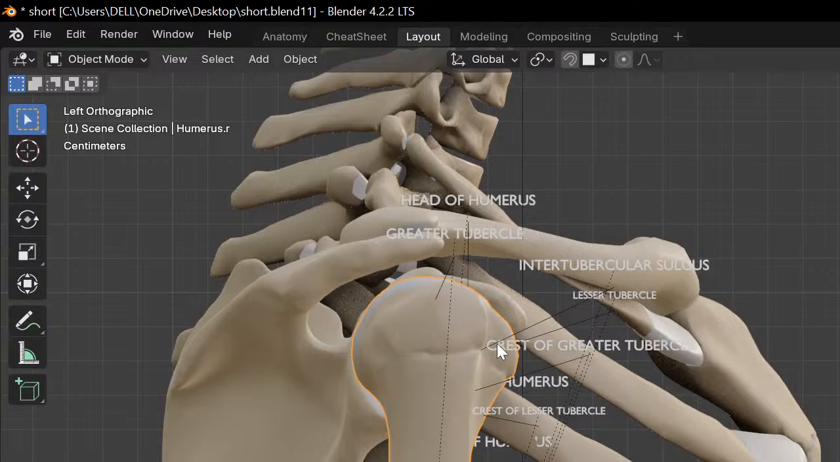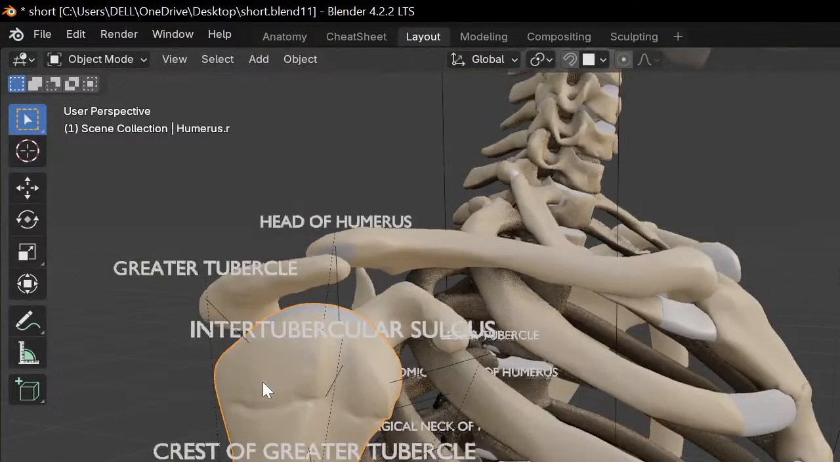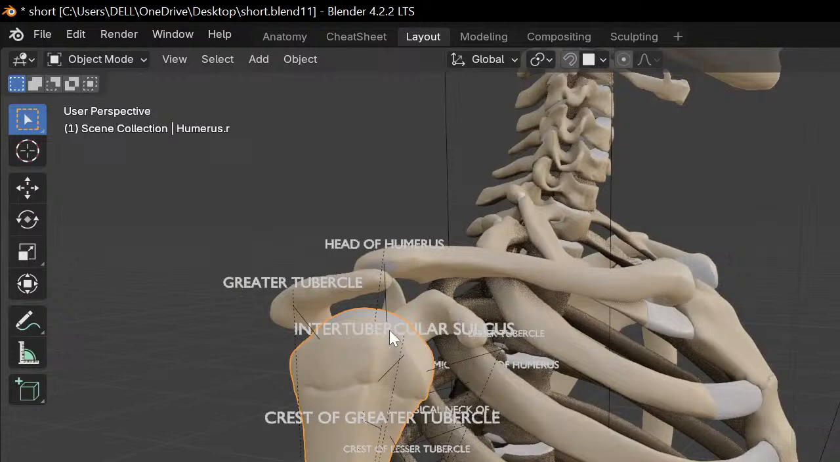In between the tubercles, we have what is known as the intertubercular sulcus. Let me zoom out so we can see. This depression in between the tubercles is known as the intertubercular sulcus.